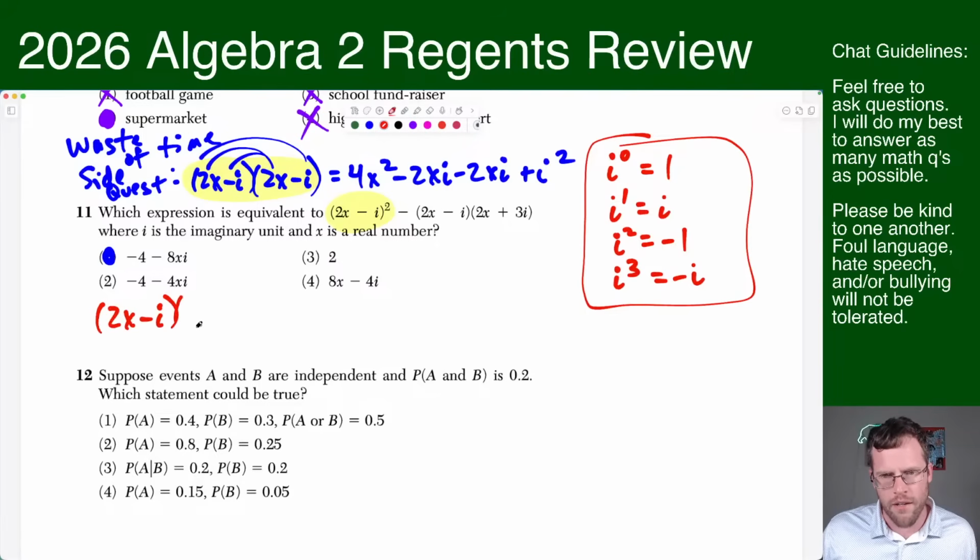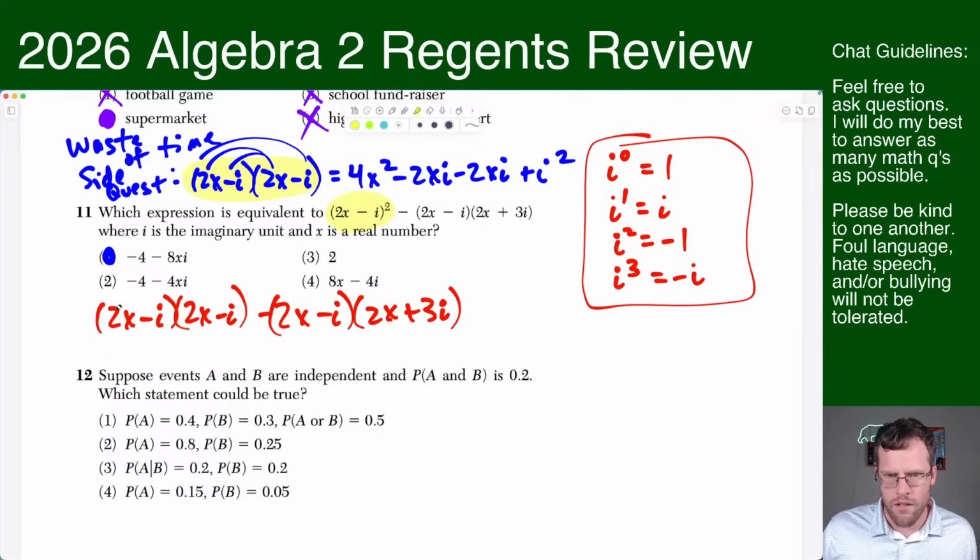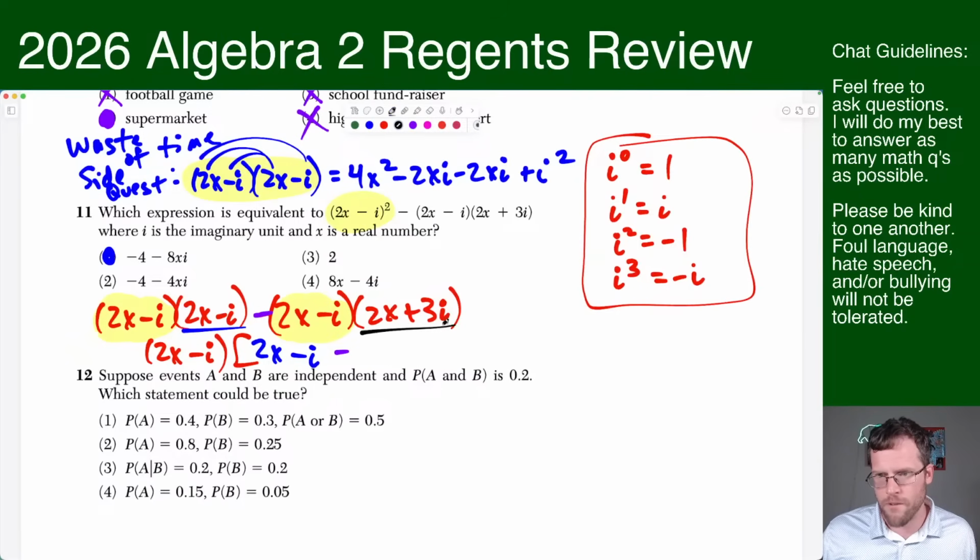So you could do that, but let's say 10 minutes later we finally get to the answer. I don't know if you see it now, but there's a much nicer way. Does anyone see it? You could factor out 2x minus i. If you take out 2x minus i, you're left with 2x minus i, there's a minus sign, don't forget the minus sign, and then don't forget the parentheses for this: 2x plus 3i. This is actually much faster.